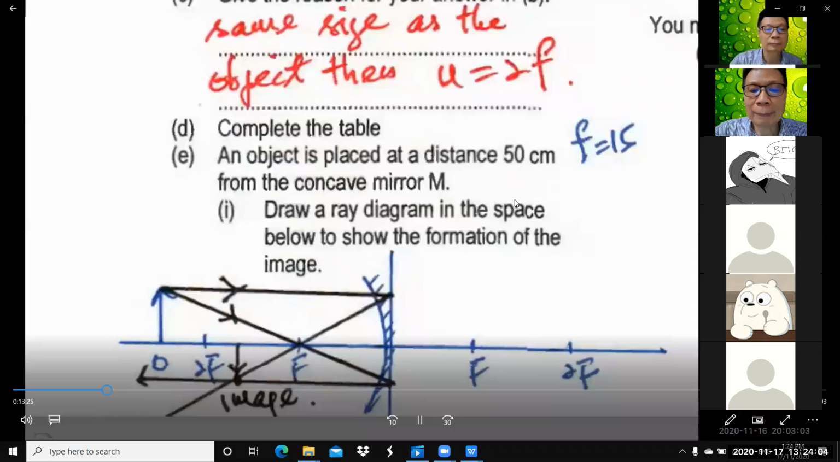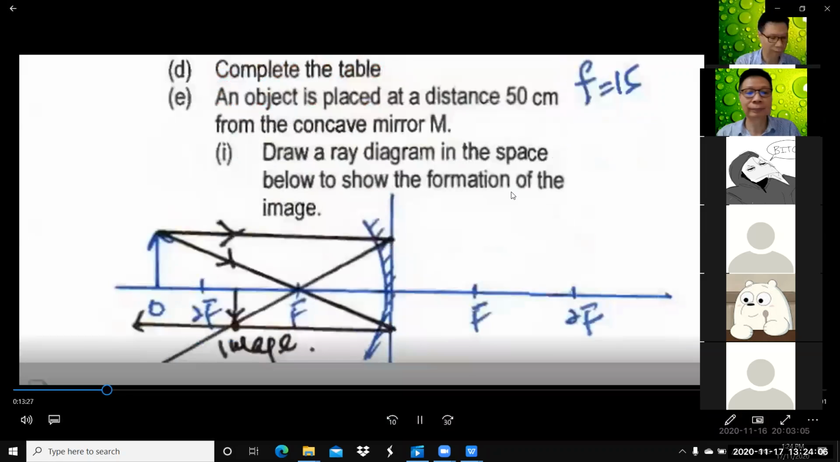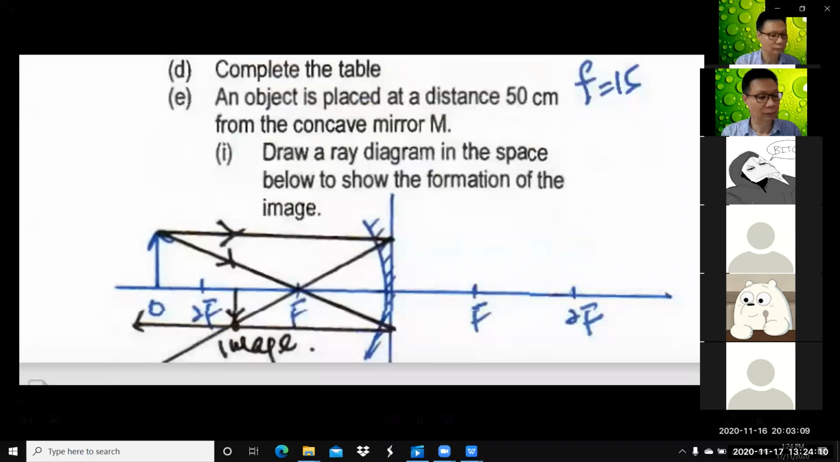Okay, hurry up, finish up the diagram. Okay, done with the diagram.